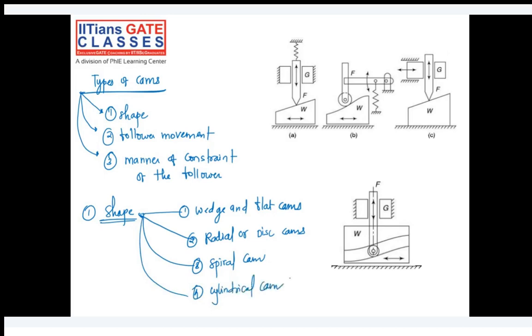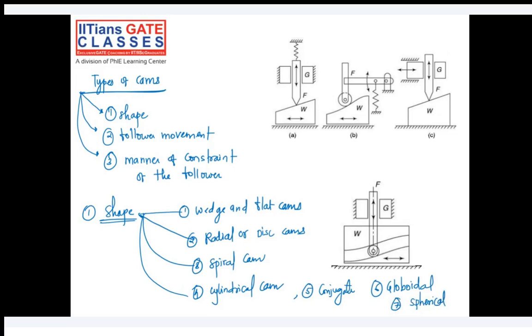And then we have fifth one is conjugate cam. Sixth one is globoidal. And seventh one is spherical. Okay, these are the different types of cams. Let's try to understand them one by one.